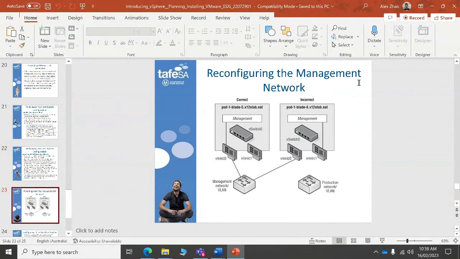So if we talk about reconfiguring the management network, we designate a specific network as the management network. And if it's on this one, for example, and this is the production VLAN, we can only manage the ESXi servers through this management network.